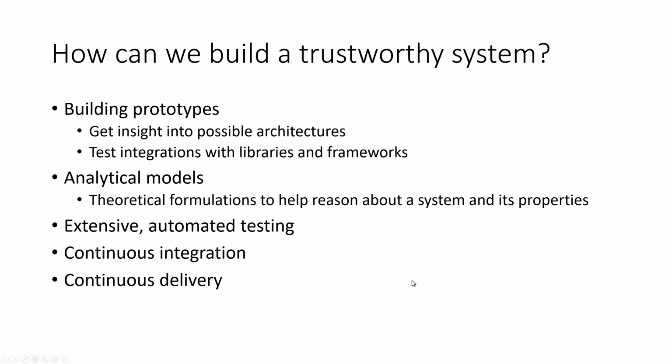So how do we deal with this complexity? How do we build a trustworthy system? We've talked about this throughout the course. One thing that we can do is build prototypes. A prototype is like a demo version of our system, a simplified version, so we make some simplifying assumptions, but we build a proof of concept. This helps us get insight into the possible architectures and also the main design decisions that we have to take when building the real system. A prototype also allows us to test integrations with libraries, frameworks, and third-party services.